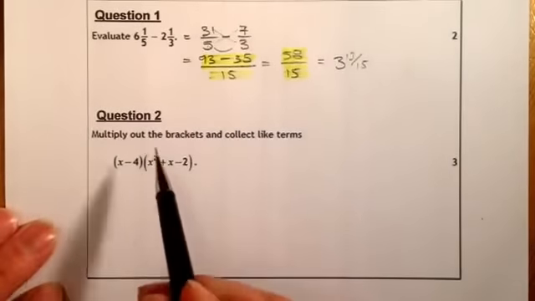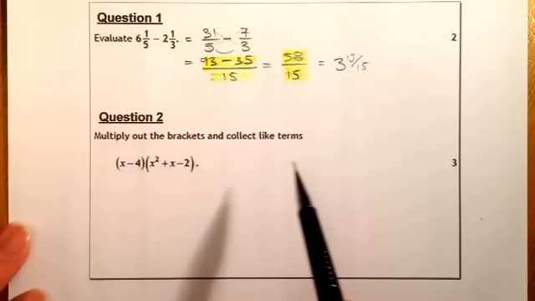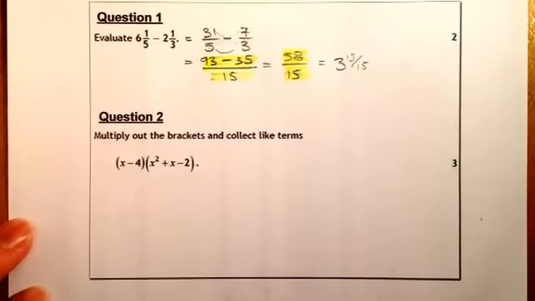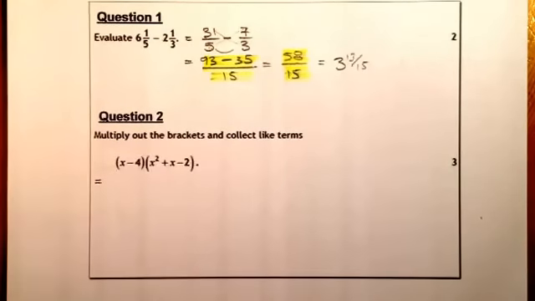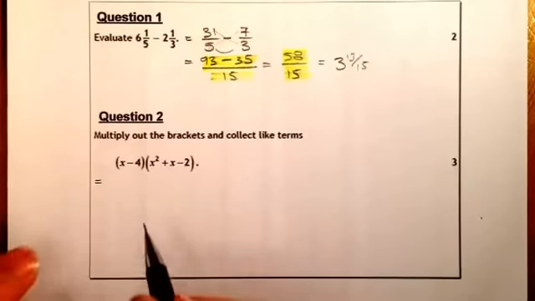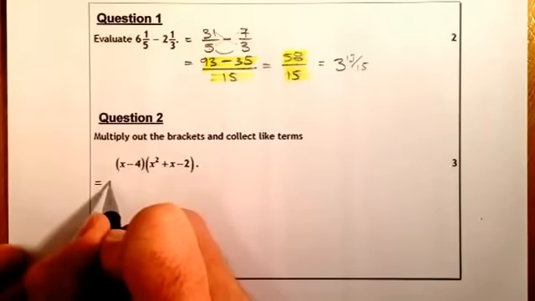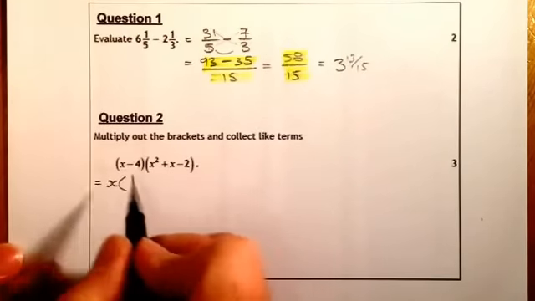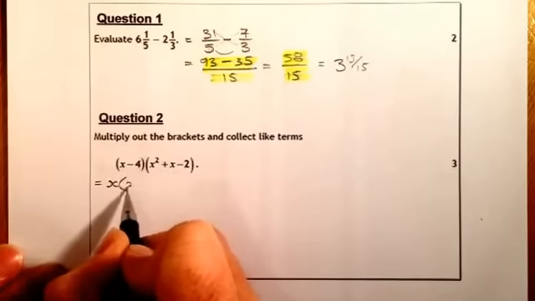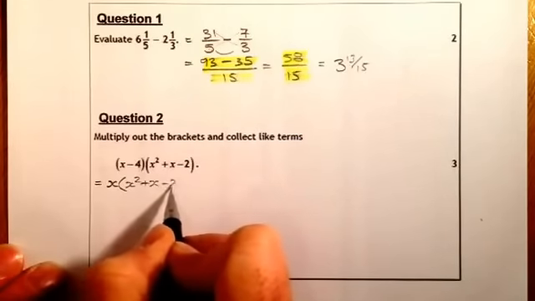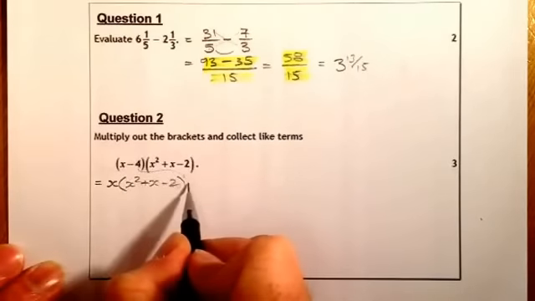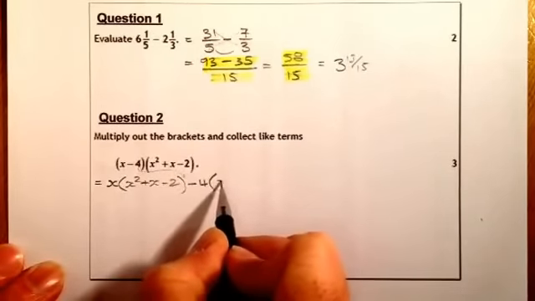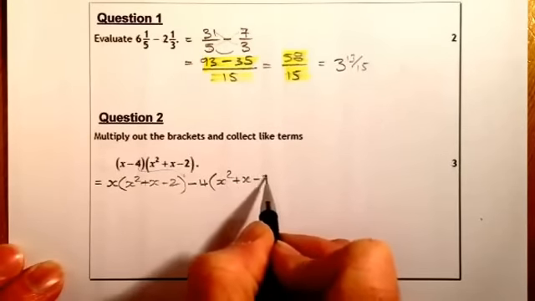Next question, we're on to question 2. Multiplying out the brackets and collecting like terms. 3 marks for this question. Right, so there are various different ways that we can do this. The way I'm going to do it is split this first bracket. So I'm going to write the x here. After that I'm going to write everything that's in the second bracket. So I'm not really doing much work here. I'm then going to take the minus 4 and put minus 4 there, and then write whatever's in the second bracket again.